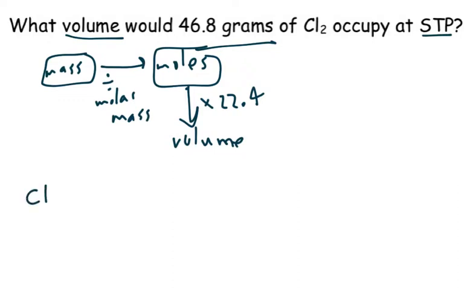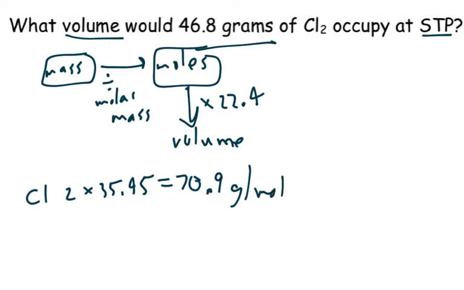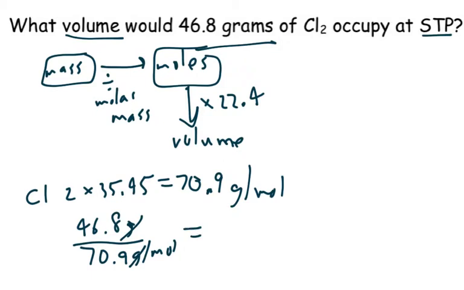Now, chlorine, there are 2 of them. Each chlorine is 35.45, so when you do the math, it's 70.9 grams per mole. That will be the molar mass of chlorine. So in the first step, when we convert 46.8 grams and divide it by 70.9 grams per mole to convert from mass to moles, we go 46.8 divided by 70.9, and we get 0.66008. There are more numbers behind that, but I don't think we're going to need them.